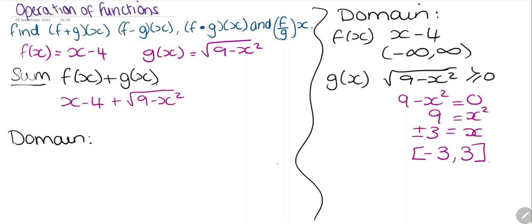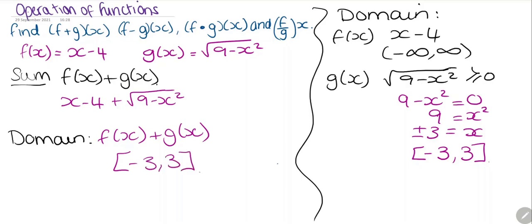Now, to find the domain when we add the functions f of x plus g of x, this is going to be what is common, the intersection of both. So in this case, our intersection is going to be the domain of negative 3 to 3.